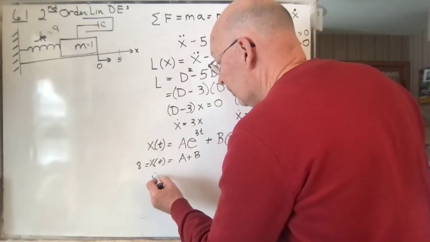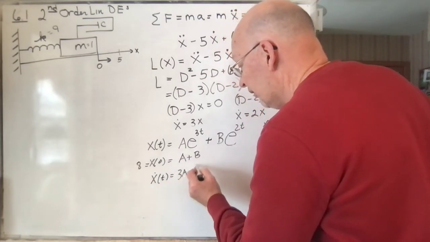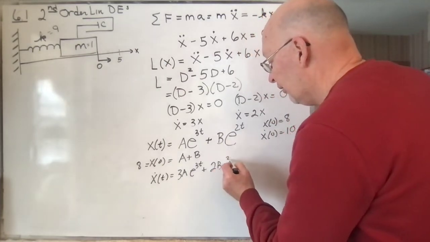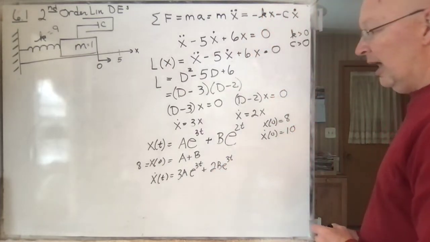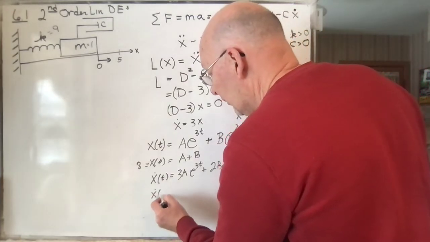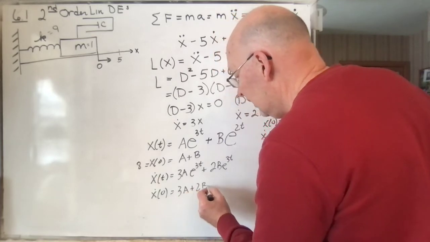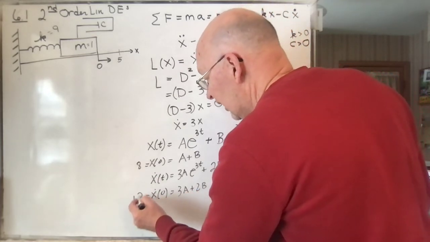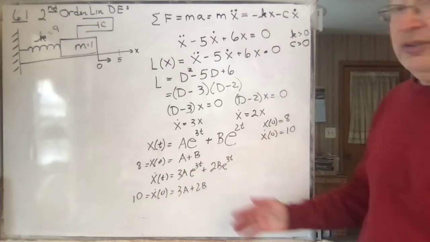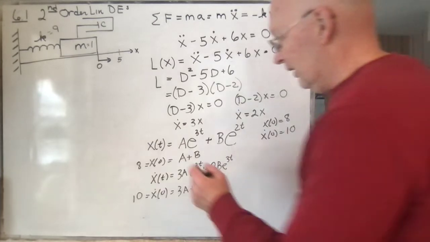We're going to get x prime is equal to 3a e to the 3t plus 2b e to the 3t. And that's the derivative. If I stick in a 0 here, x prime of 0, I'm going to get 3a plus 2b, and we're told that that's equal to 10. So now I've got two equations, two unknowns, and now I need to solve them. So heck, I guess we might as well do it.